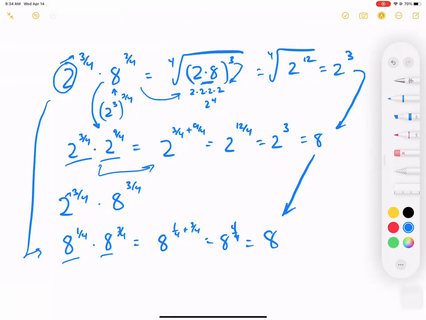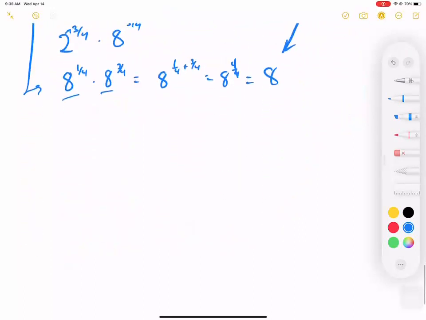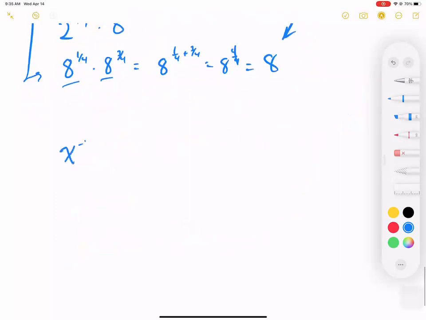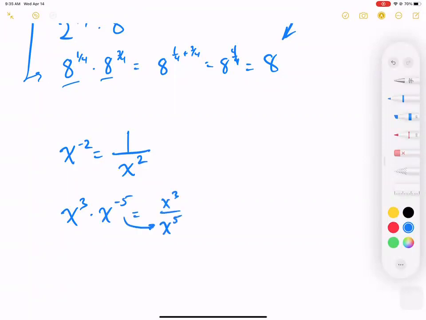Now, what happens if I have negative exponents? So we talked about this before. If I write x to the negative 2 power, this really means you don't belong here. You belong on the bottom of the fraction. Okay? If I say x cubed times x to the negative 5, okay, this can be rewritten as x cubed over x to the 5th power, because you don't belong here. You belong on the other side of the fraction.